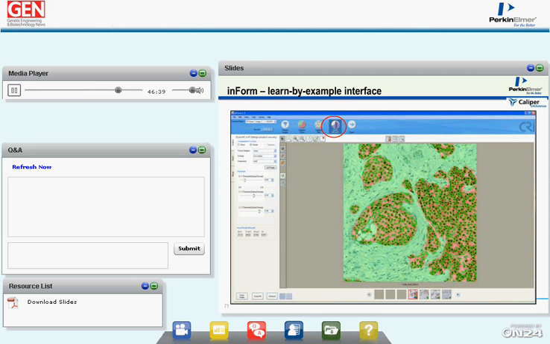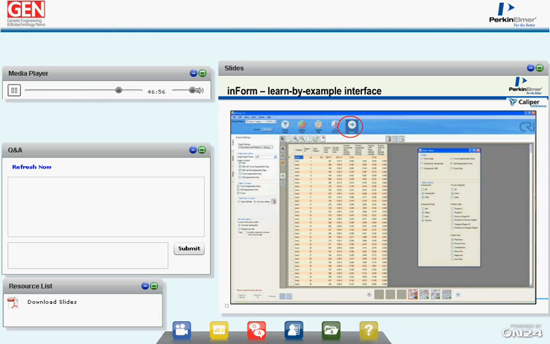So here we're summarizing the main attributes of this software. It's got a very simple learn-by-example interface. Doesn't require a PhD in image analysis. All you really need to know is be able to recognize the various tissue types. Training of algorithms is quite quick. It takes 10 to 20 seconds to train an algorithm.